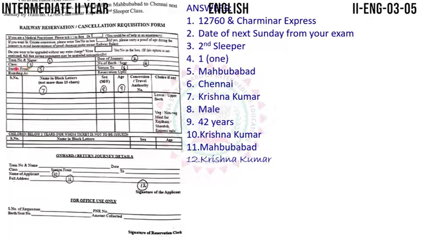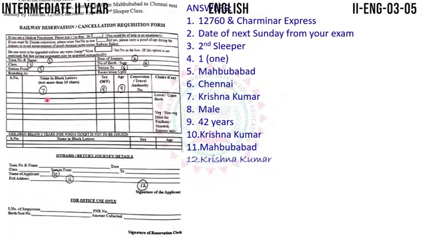And in the third one, this is class. So you have to mention here. Here it is given as second sleeper. So in the third column, second sleeper. And fourth number of berths or seats, only one. So one you have to mention. Next, fifth one. He is boarding at Mahbubabad. And he wants to reserve it up to Chennai.